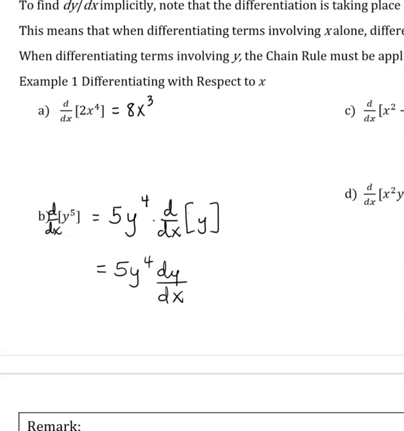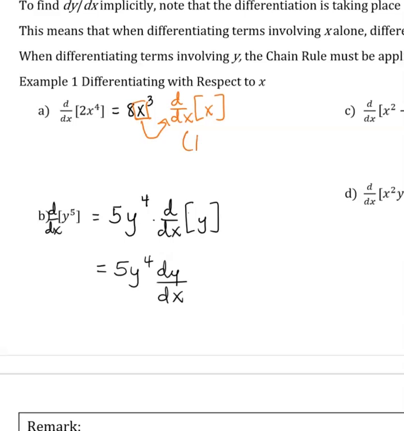So what was the difference between example A and example B? Well, in example A, we had an x right there. So in essence, what we did in example A is when we brought down this exponent of 4, multiplied it with that 2 to give us an 8, decreased our exponent to 3, we still did the chain rule. Because what was on the inside here was x. We come in and we multiply by the derivative of x.